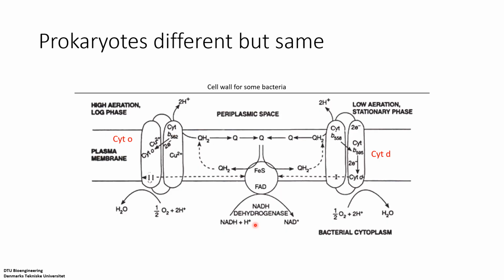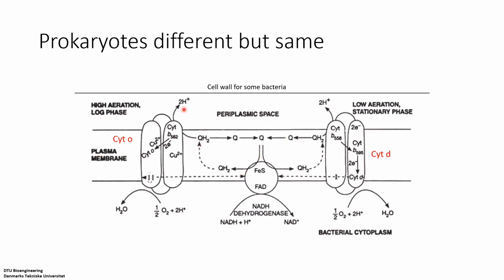Does this occur other places than I just said in the beginning? Yes, it's also occurring in bacteria. It's slightly different. And as you can see here, the cytochromes are then cytochrome O and cytochrome D. So there's slightly different cytochromes, but the principle is the same. We have the NADH, FAD cycle here. We have ubiquinone and ubiquinol cycles.